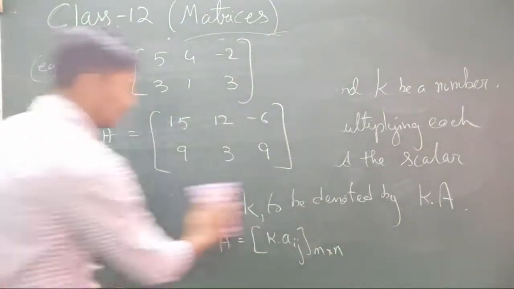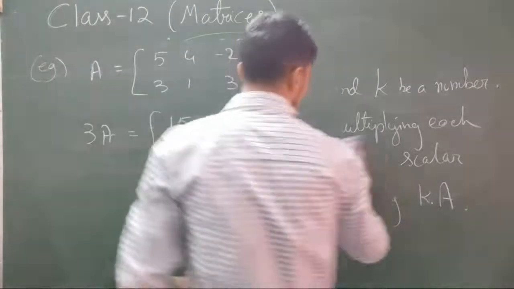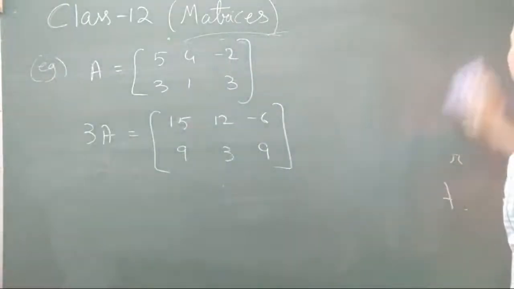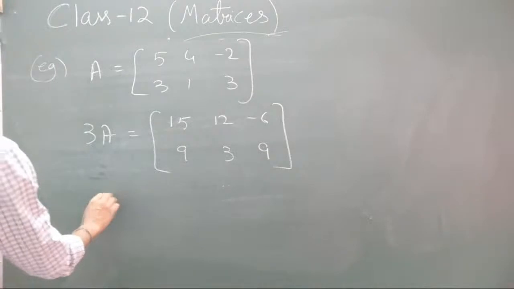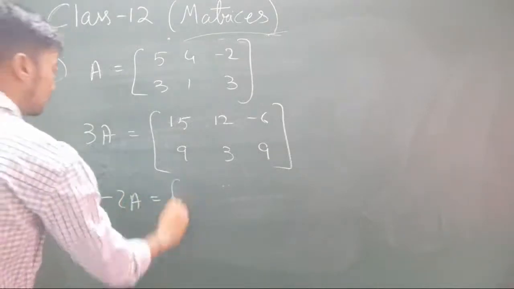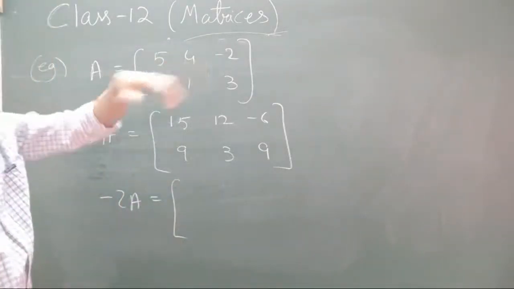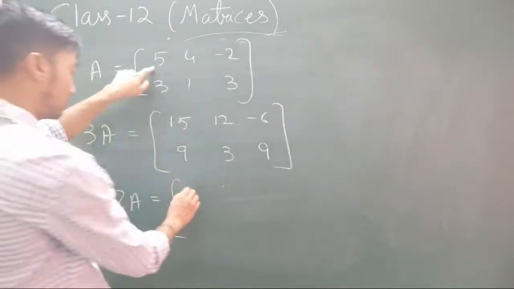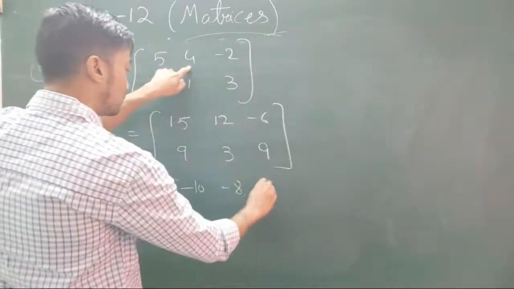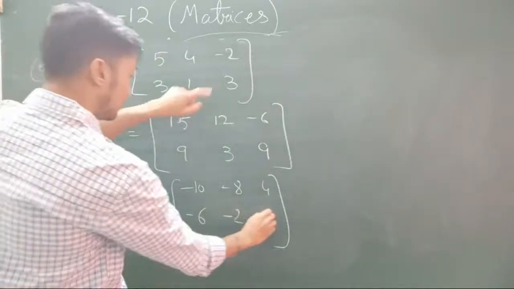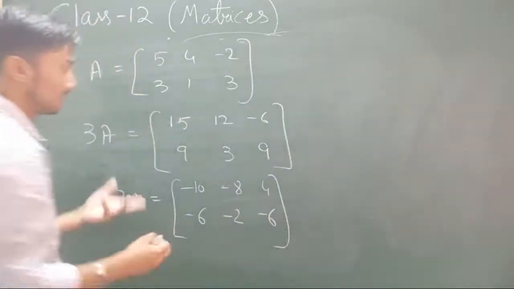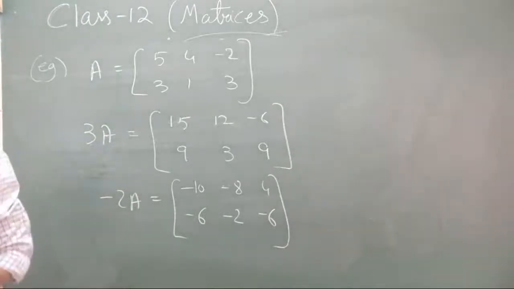So how do we multiply a matrix by a scalar? This is what happens. Each and every element of the matrix gets multiplied by the scalar. Another example, let's say minus 2A. In that case, each and every element will get multiplied by minus 2. So minus 2 fives, minus 10, minus 8, 2 fours are 8, minus 6, minus 2, again minus 6. Got it?